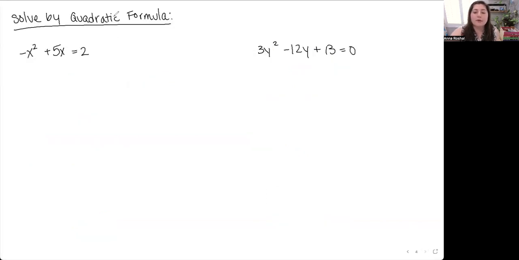Okay. For those of you who do not yet know the quadratic formula, it's on TikTok. There's a song, just find it.